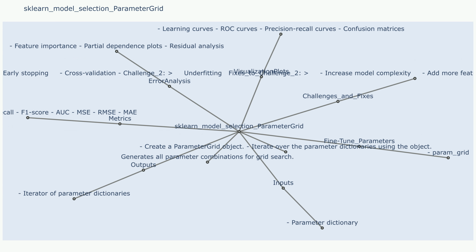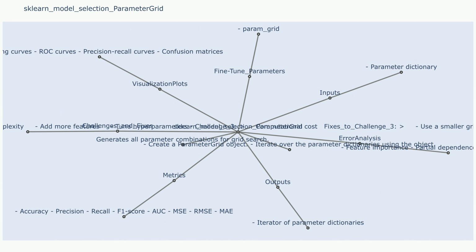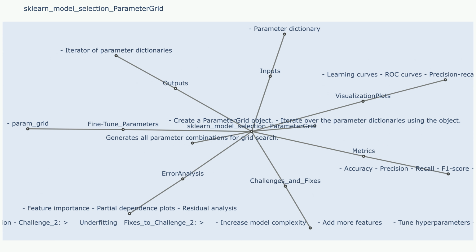Paramgrid, a dictionary or list of dictionaries. Each dictionary in the list represents a set of parameters for a given model. The keys of the dictionary are the names of the parameters, and the values are the values to use for those parameters. A list of dictionaries. Each dictionary represents a set of parameters for a given model. The keys of the dictionary are the names of the parameters, and the values are the values to use for those parameters.